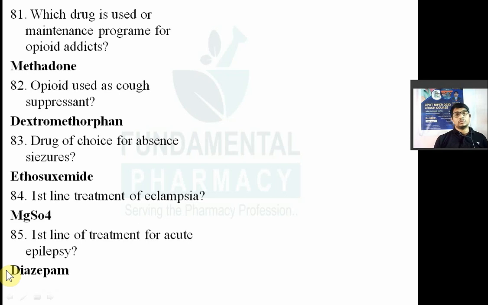Now diazepam is metabolized into two metabolites. After metabolism in the body, diazepam is converted to oxazepam and temazepam. So you can say diazepam is a prodrug of temazepam and oxazepam, or you can say oxazepam and temazepam are the active metabolites of diazepam. So this is very important. We'll see the next question again.